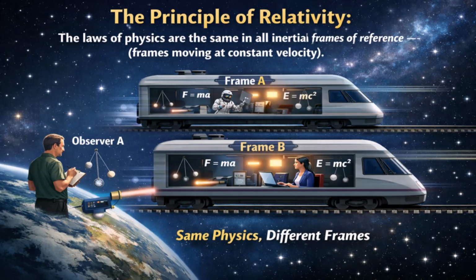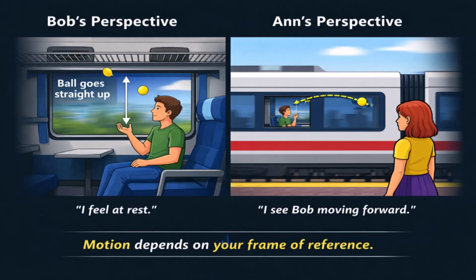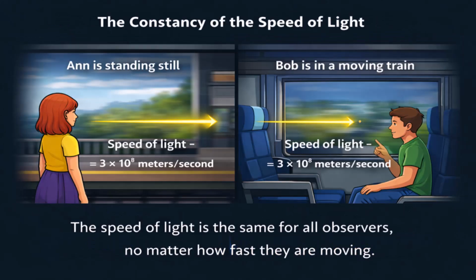Einstein's two postulates. Einstein based his theory on two simple but powerful postulates. The principle of relativity: the laws of physics are the same in all inertial frames of reference, that is, frames moving at constant velocity. For example, if Bob is sitting inside a smoothly moving train and tosses a ball up, it behaves the same way as if the train were stationary. Meanwhile, Anne, standing on the platform, sees the ball move diagonally, but the laws governing its motion are still consistent for both observers.